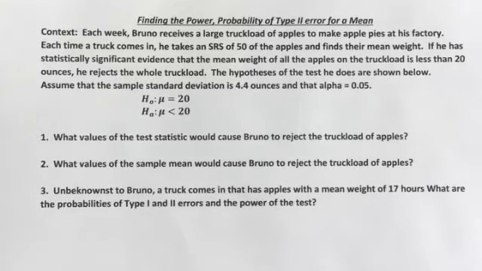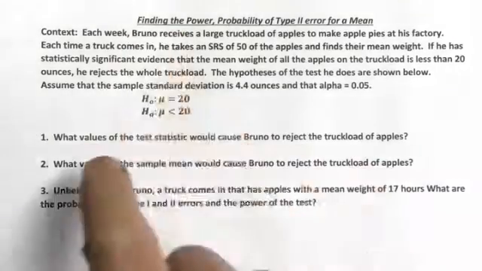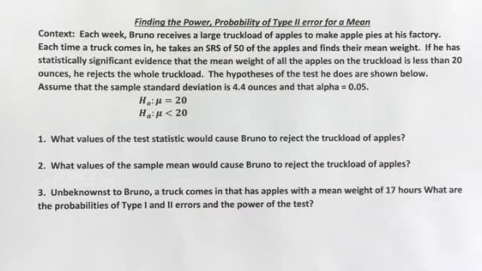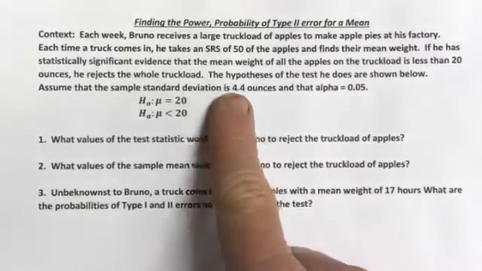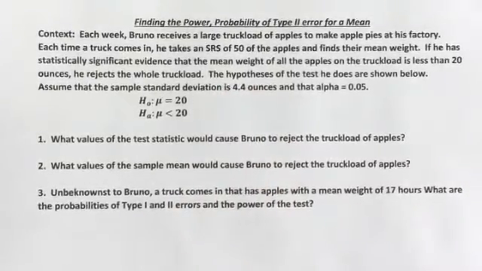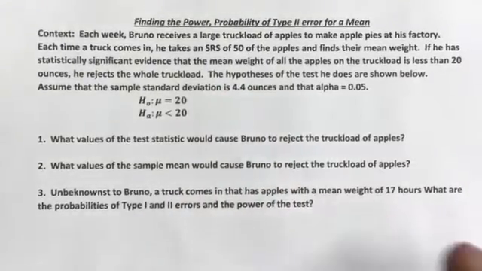Hello. Now we're going to try to do a finding the power and the probability type 2 error problem for a mean. It's a bit of an unusual problem. This problem is more commonly done with a proportion, but we're going to do it with the mean here. The unusual thing about this is that we're given the sample standard deviation. It'd be easier if we were given the population standard deviation, the sigma, but let's talk about how to do this problem.